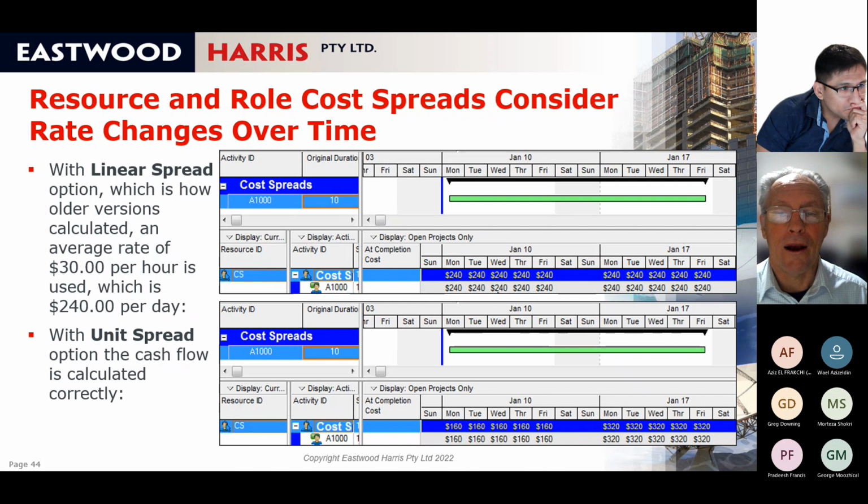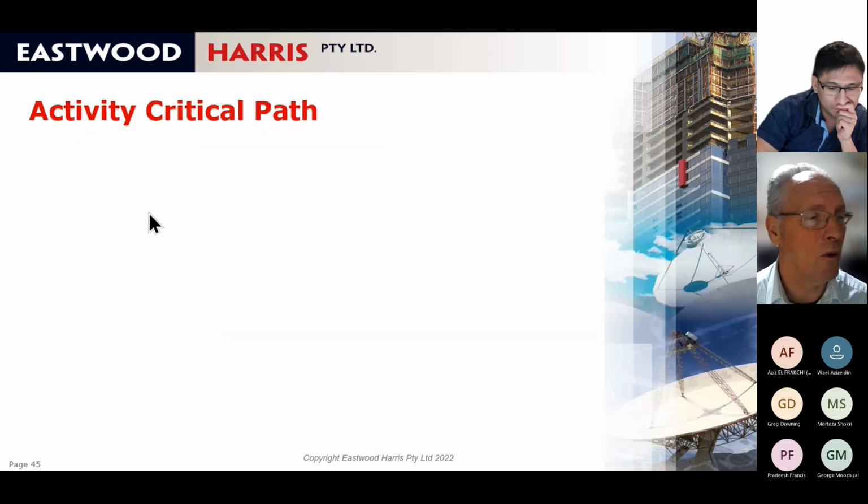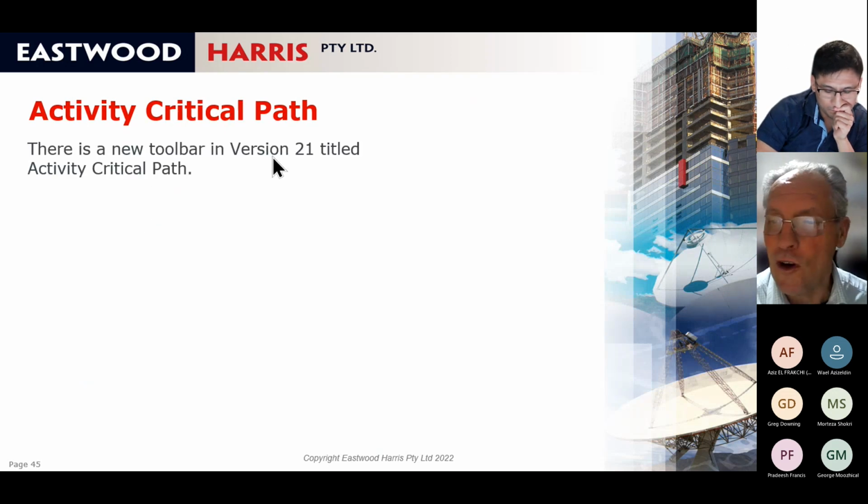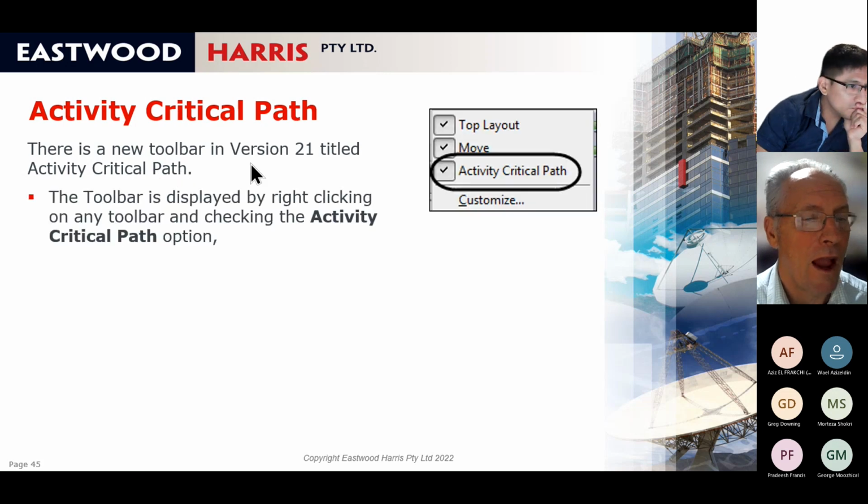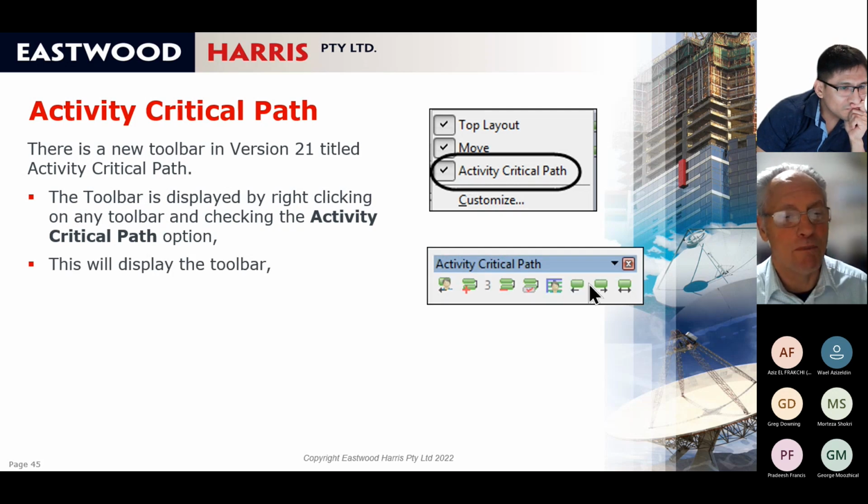Okay, what are we talking about now? The next thing is the activity critical path. There's a new toolbar in version 21 titled Activity Critical Path, and you have to turn it on to see it. And it has these buttons.